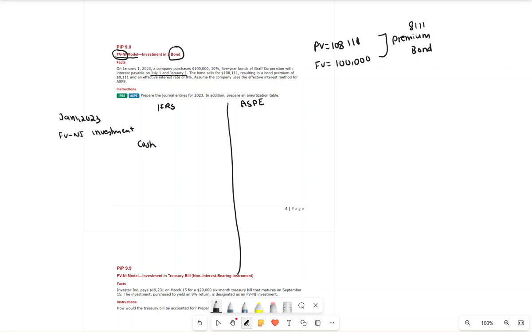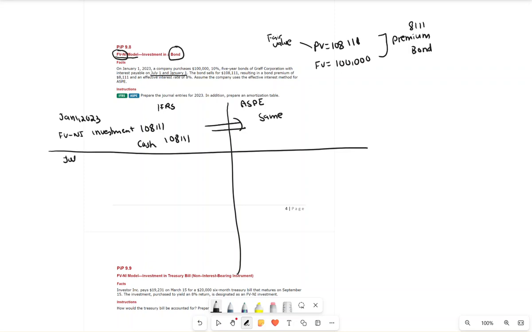Whatever is the present value or the fair value of your investment, that will be 108,111. The entry under both will be the same debit and the same credit. We're going to be using the effective method, or you could be using straight line. Then my next entry is July 1st, 2023, and I'm also going to show an entry on December 31st.